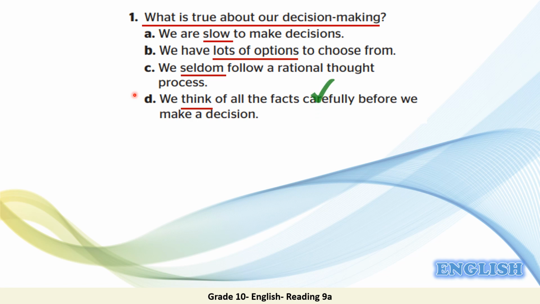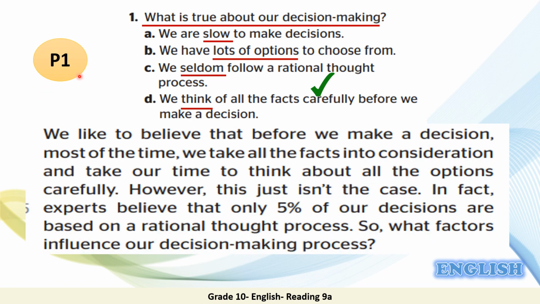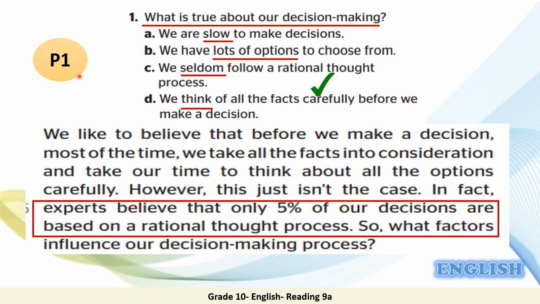It is C. We seldom or rarely follow a rational thought process. Where can we find the answer? In paragraph 1. As you can see here, experts believe that only 5% of our decisions are based on a rational thought process, so it is a very small number.